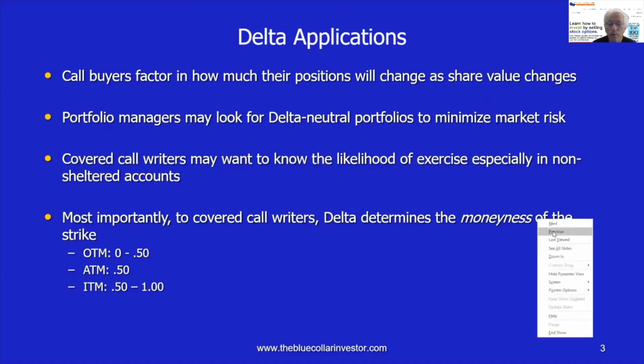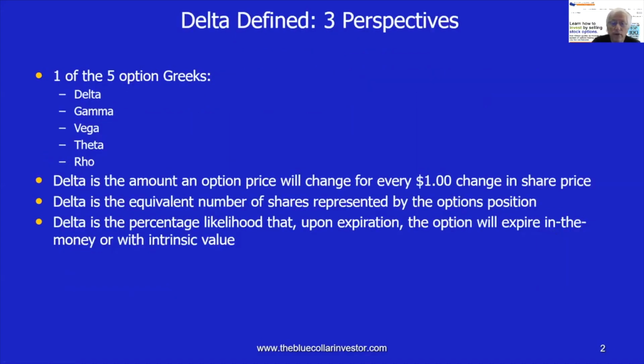So let's start off now by defining delta, and we're going to define it from three perspectives. Delta is one of the 5 option Greeks. These are factors that determine the pricing of our options and also help measure the risk of our option positions. So we have delta, gamma, vega, theta, and rho. Gamma is simply a second generation delta. Vega relates to implied volatility, theta to time value erosion, and rho is the impact of interest rates on our options. So those are the 5 option Greeks, but in this podcast, we're focusing in on delta, which can be defined from 3 different perspectives.